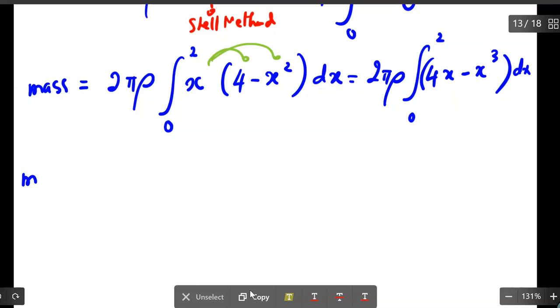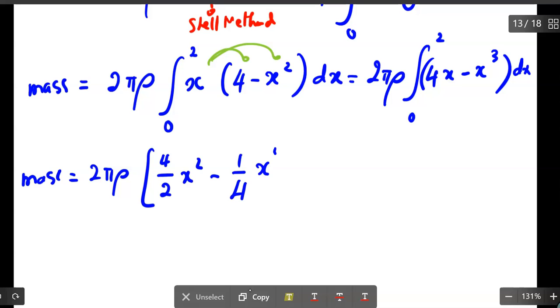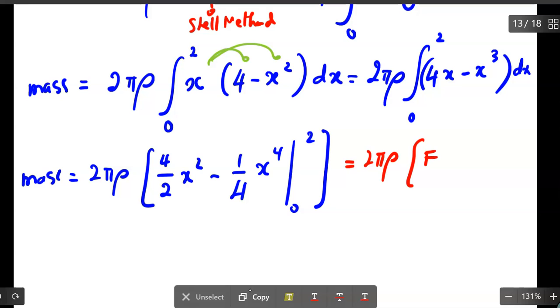So the integral of 4x is 4 over 2 x squared. Integral of x to the exponent 3, add 1 to the exponent and divide by the result, so 1 over 4 x to the exponent 4, from 0 to 2. So my next step is to identify my f of 2 minus f of 0. So this one should be 0.